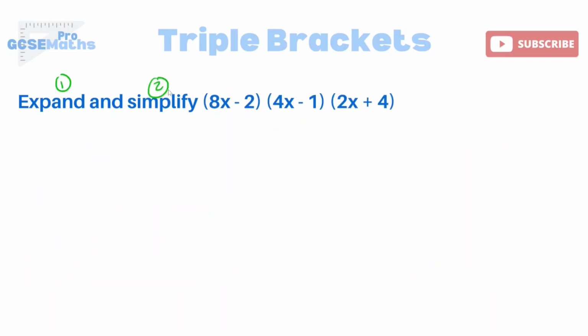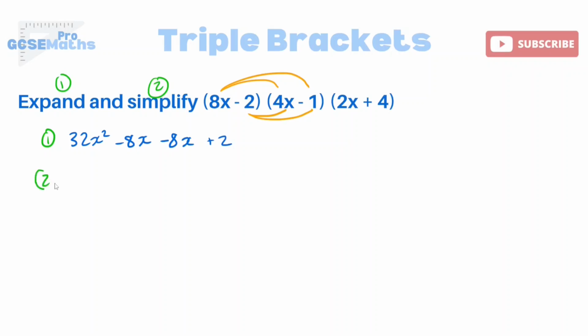Okay, our next question is exactly the same again, so pause the video, try it out, and then come back when you have your answer. So we're expanding the first 2 brackets first. So we've got 8x times 4x, which is 32x squared. Then we've got 8x times minus 1, so we've got minus 8x. Then we have here minus 2 times 4x, which is minus 8x as well. And finally, minus 2 times minus 1 is positive 2.